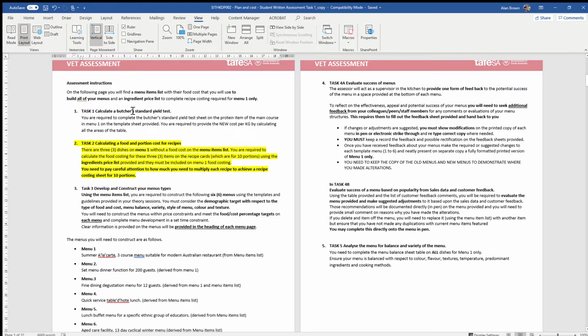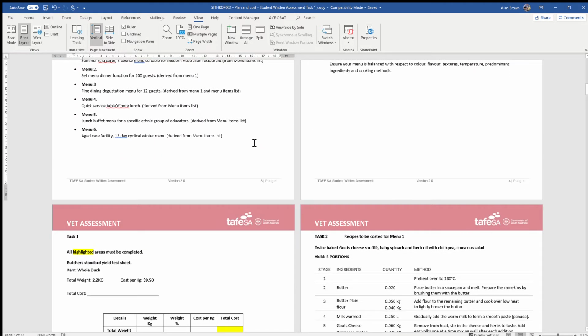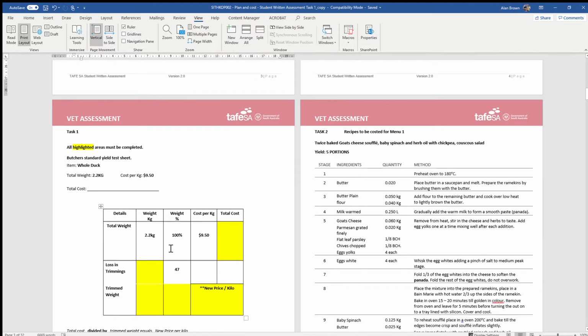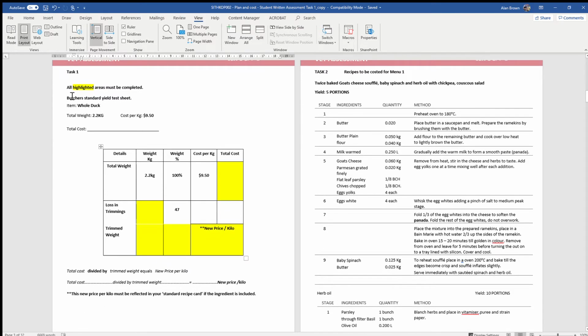So just a little bit of review of task 1, going through yield tests. You should have completed the task 1 highlighted section here on boning out a whole duck. So you have the total weight and the cost per kilo in there as well. Just a hint, total cost is 2.2 kilos times $9.50. That'll give you your total cost to start with.